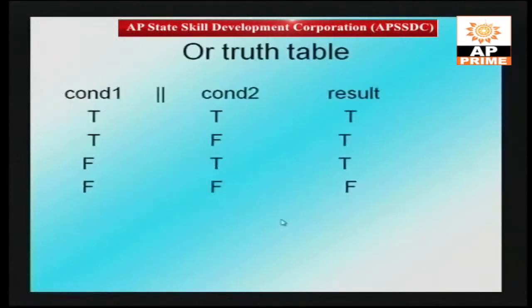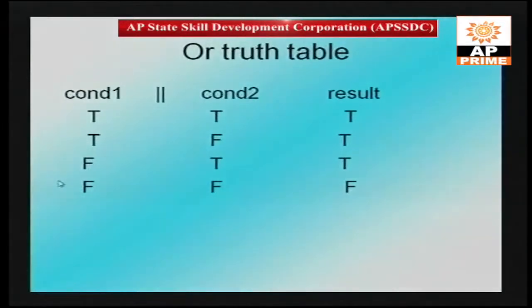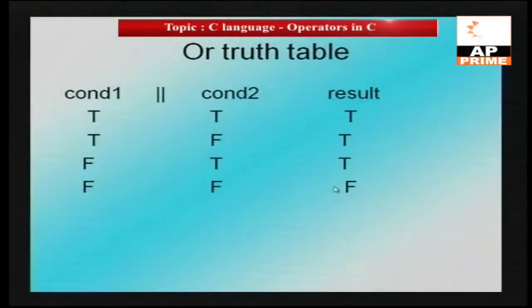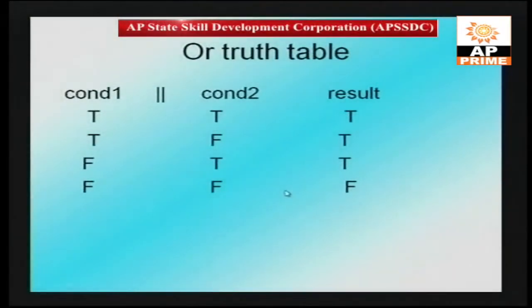You see the truth table of these. True or true, true. True, false, true. Any one true. In both expressions, any one should be true. False, true, also true. False, false, the answer is false. Whenever both are false, then only false. AND means whenever both are true, then only true. Any one false, false.